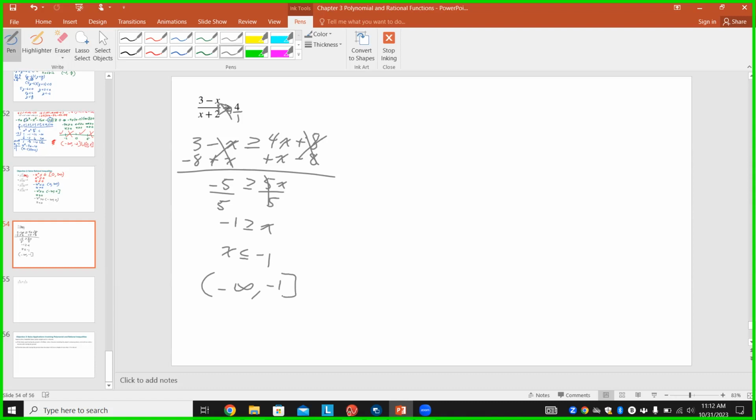I cross multiplied. I got my x's to one side, got my constant to one side. I did it all at once due to time. And then I went ahead and divided by the coefficient that was next to the x. So I'm isolating my variable.